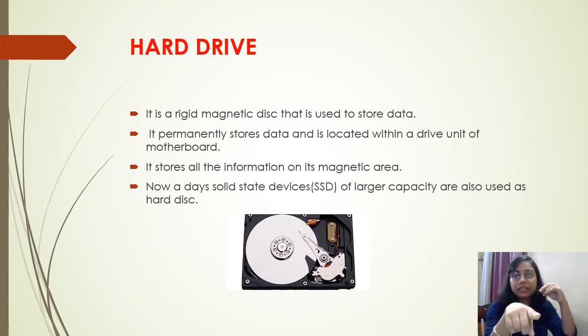It permanently stores data and is located within a drive unit of the motherboard. It is present in the motherboard. But nowadays very updated versions of hard drives of larger capacity have come to the market.